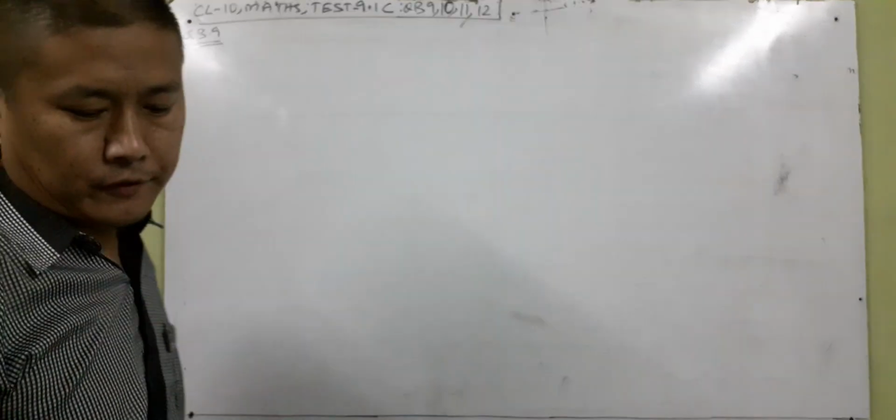Let me read the question for us. The angle of elevation of the top of the building from the foot of the tower is 30 degrees, and the angle of elevation of the top of the tower from the foot of the building is 60 degrees. If the tower is 80 meter high, find the height of the building.